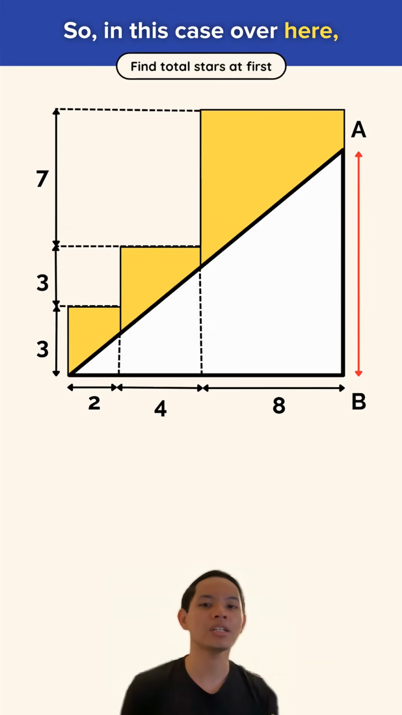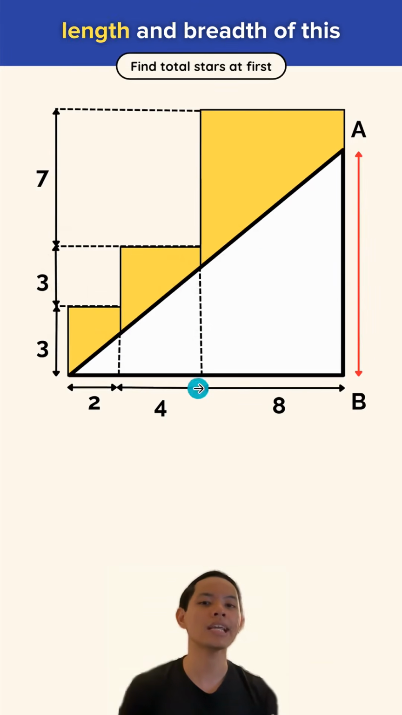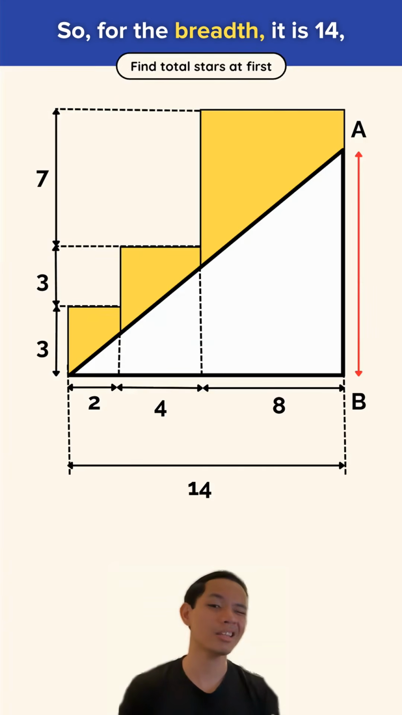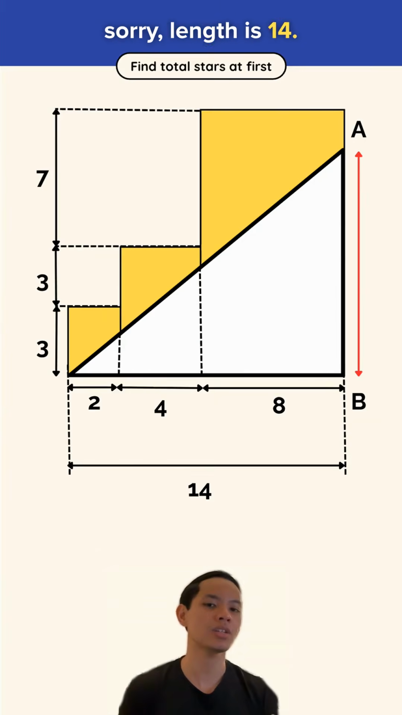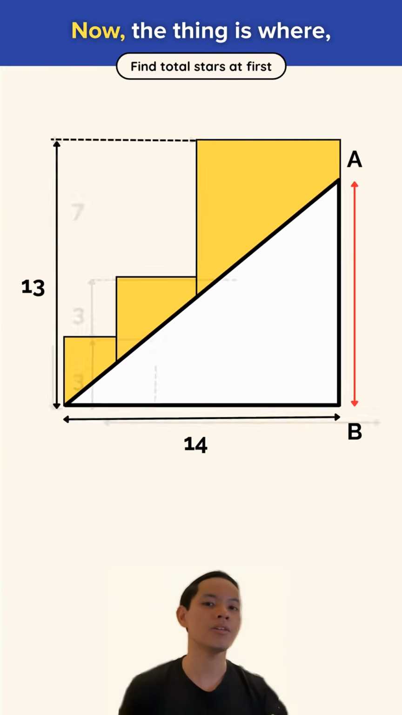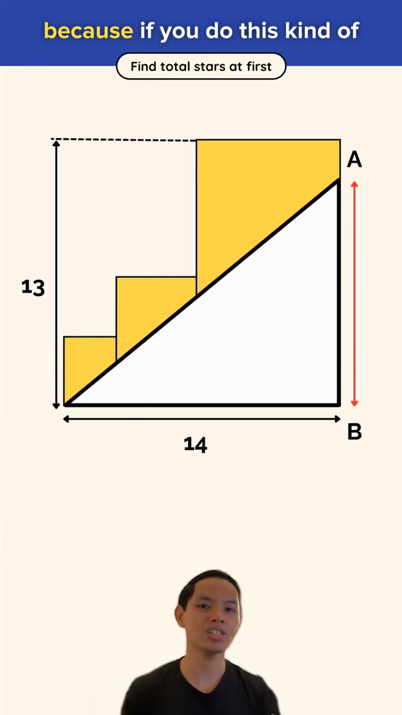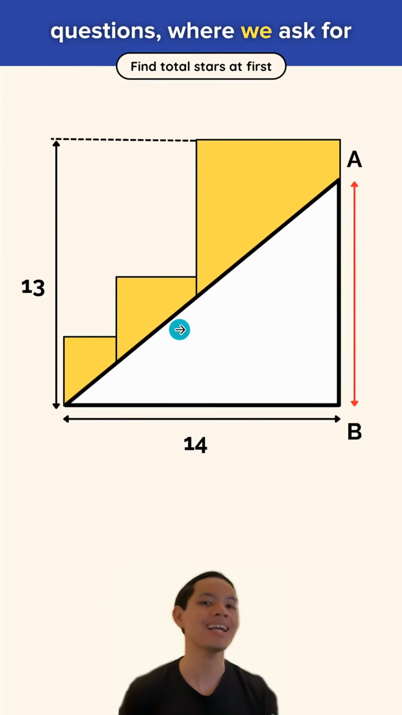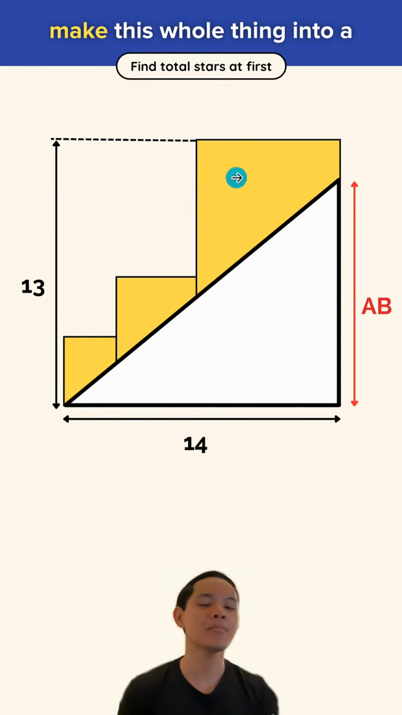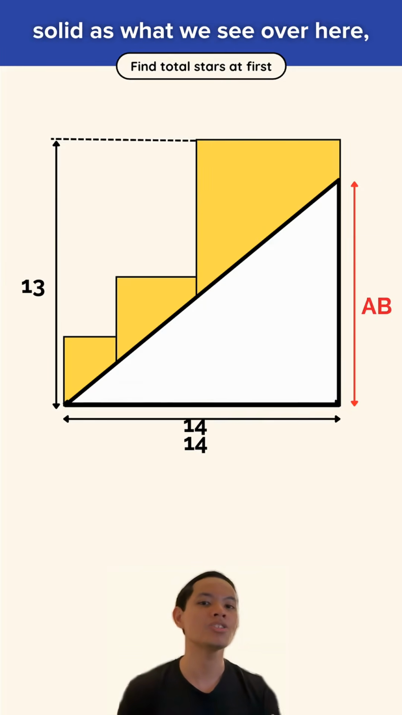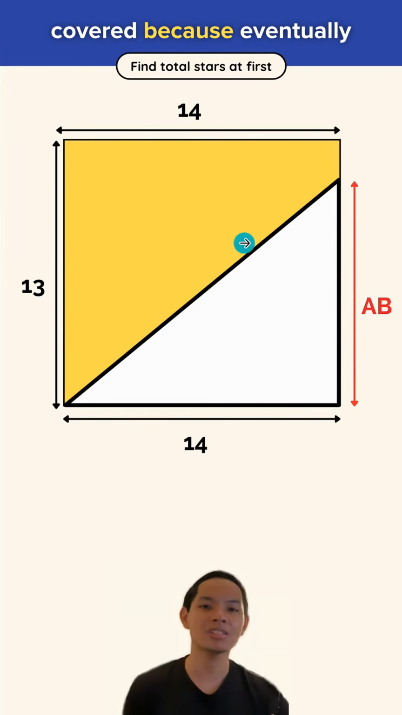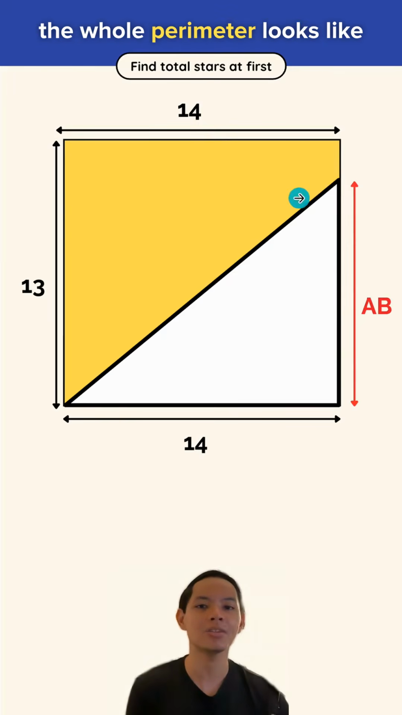So in this case over here, we're going to calculate the length and breadth of this whole thing. Sorry, length is 14. Then the breadth over here will be 13. Now, if you do this kind of question where we ask for the perimeter, we can just make this whole thing into a solid, meaning that everything is covered, because eventually the whole perimeter looks like this.